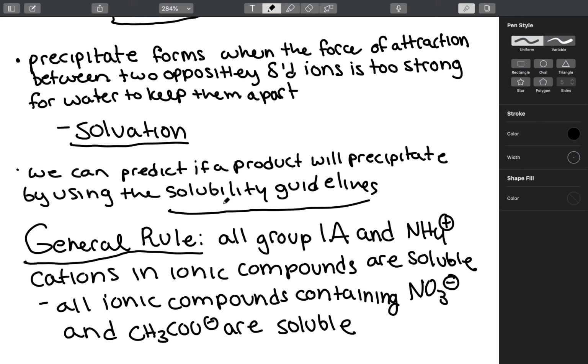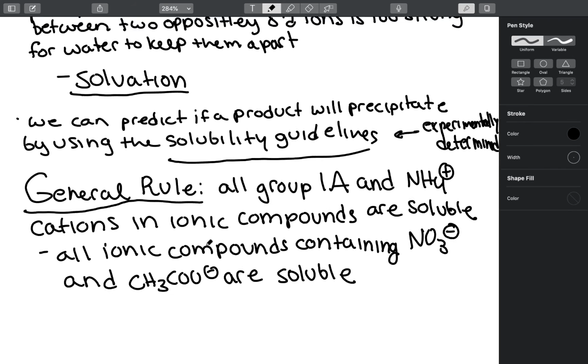It's kind of upsetting, but the solubility guidelines were experimentally determined, and there really is no theoretical way to explain the behavior. It's just something that you have to have access to in order to determine whether something will be predicted to be soluble or not. So it's mostly experimentally determined. We can use these solubility guidelines in order to write ionic equations.